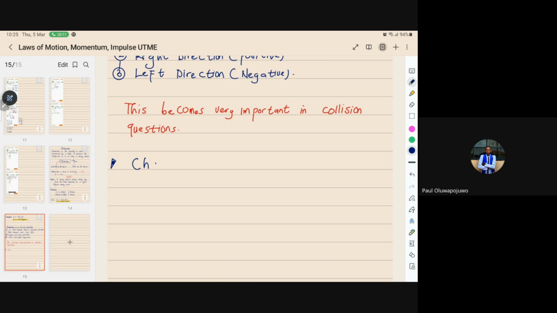All these key points are very important. I saw one question that they asked: what happens to momentum in a circular motion? And that's why I'm writing this statement now. So change in momentum. Now, if velocity changes, momentum will do what? Momentum will change.